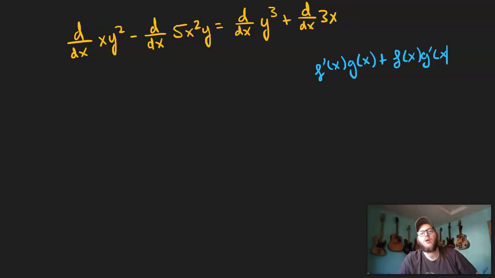Okay, so now that we have our product rule written down, we can go through and say x is going to be f and y squared is going to be g. So the derivative of x is 1, and we leave the y squared alone.